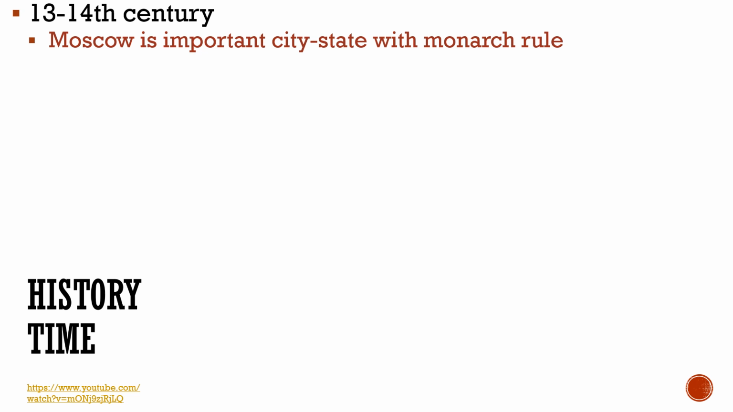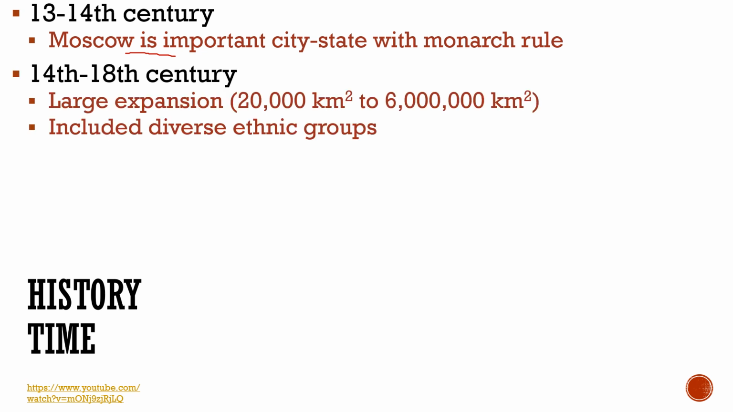All right, now looking at some of the history, again, a little video here goes through the expansion of Russia, but to hit some of the highlights. In the 13th to 14th century, this is where Moscow was that important city-state. It was under monarch rule, so think about like a king or queen, more like we had seen in Europe. Then from the 14th to the 18th century, there was a huge expansion, from 20,000 square kilometers to 6 million, drastically increasing the size of the country. And this is what brings us to that increase in diversity. Again, we said this was one of the main highlights or themes of this region.